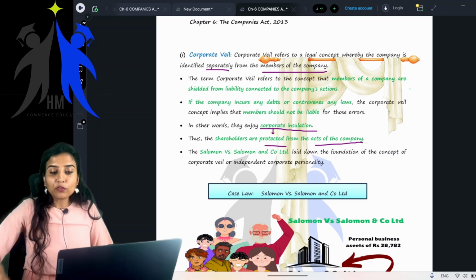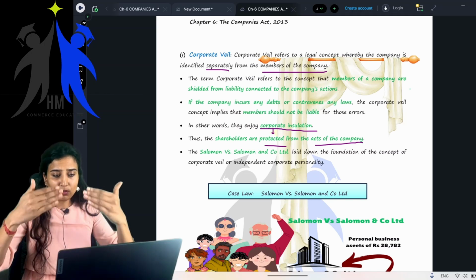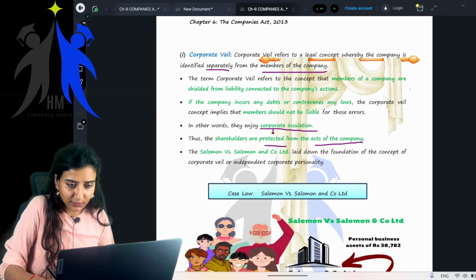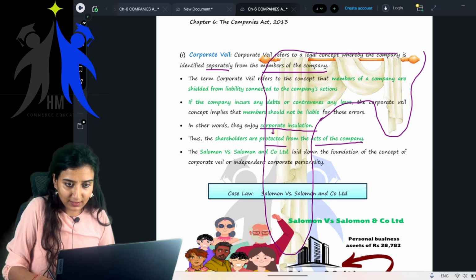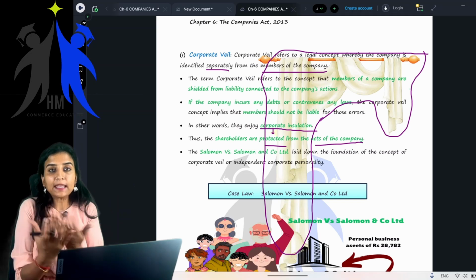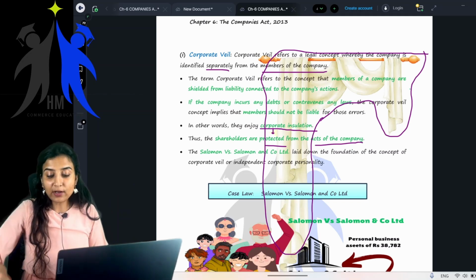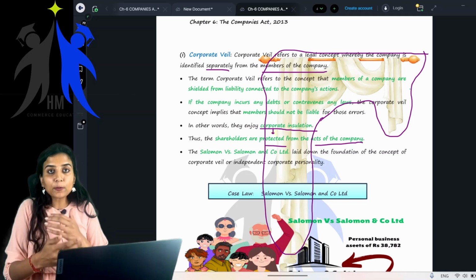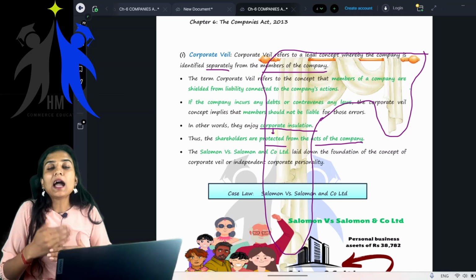See, corporate veil. What is a veil? A veil is something which is used to cover something, right? Or corporate insulation. We are talking about corporate insulation, meaning what? That the shareholders are insulated or protected from the acts of the company.